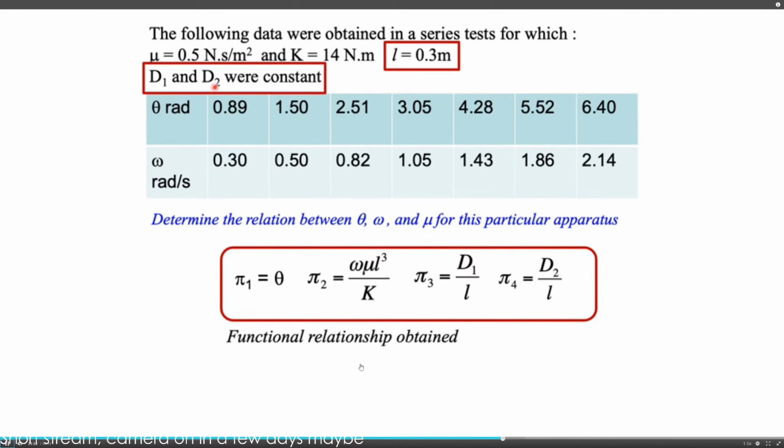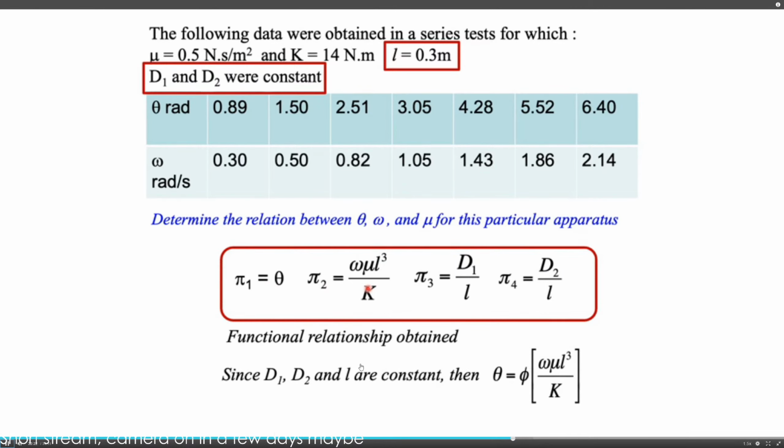Now, D1, D2, and L3 are constants. L3 is constant. What it means is that when you pour fluid into the viscosity meter, you always pour it up to the length L equals 0.3. So this term is a constant, right? It does not change. So what changes will be theta and the second term.